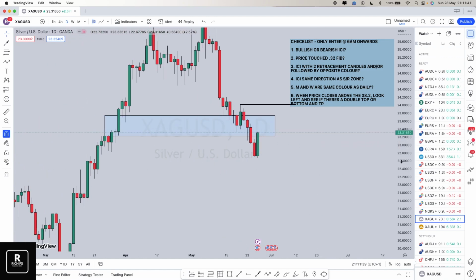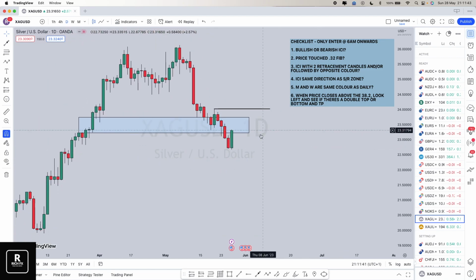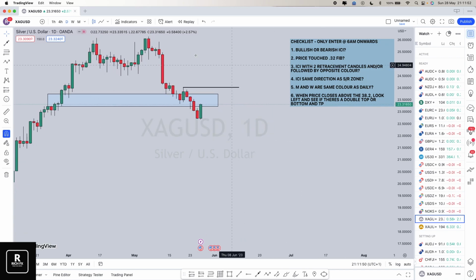So from here, just wait for the break and retest. Wait for the second retracement candle to close, and we play it by ear. And then obviously the break of the 61.8, and then we're good to go for continuous sells.